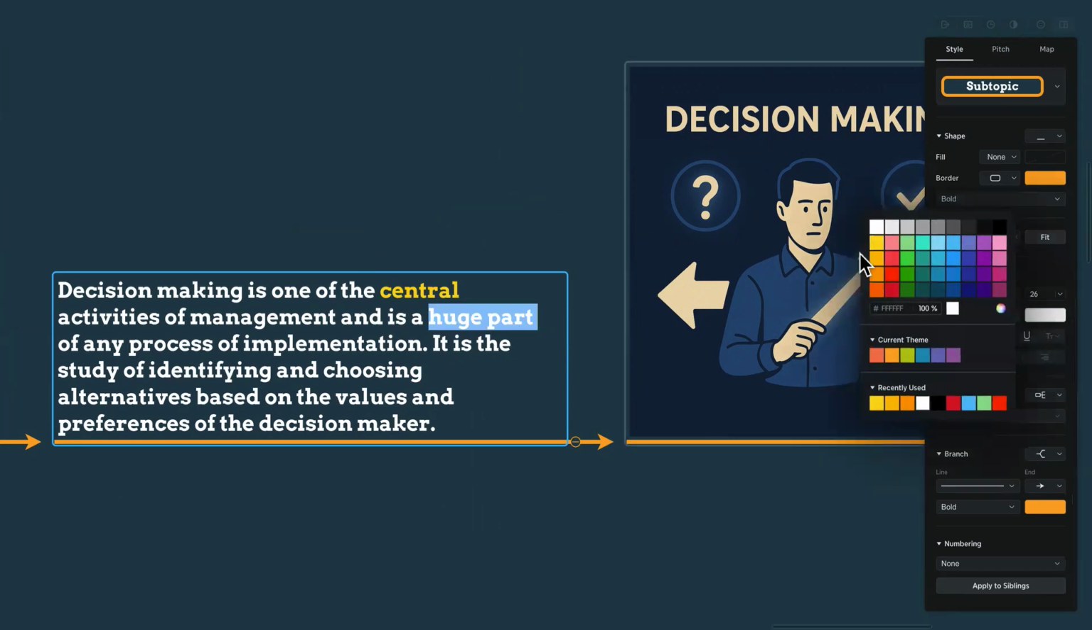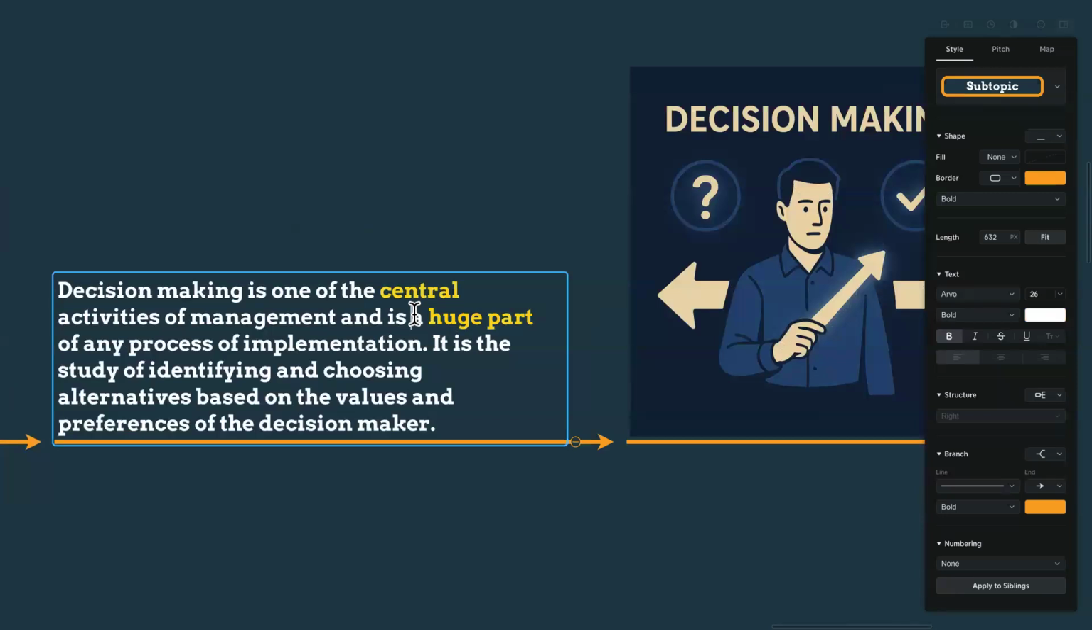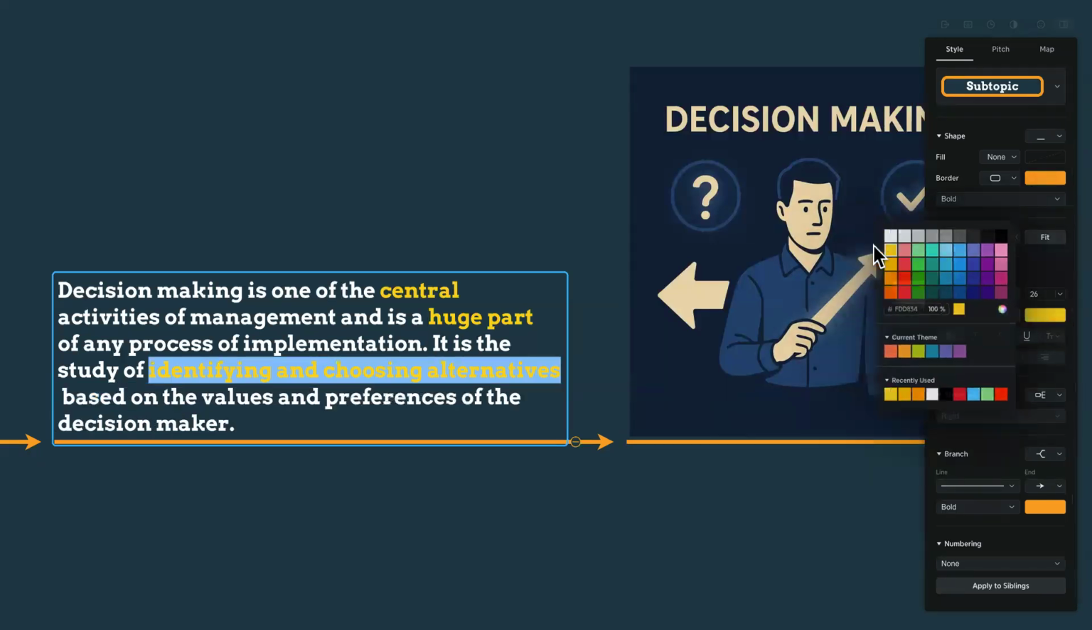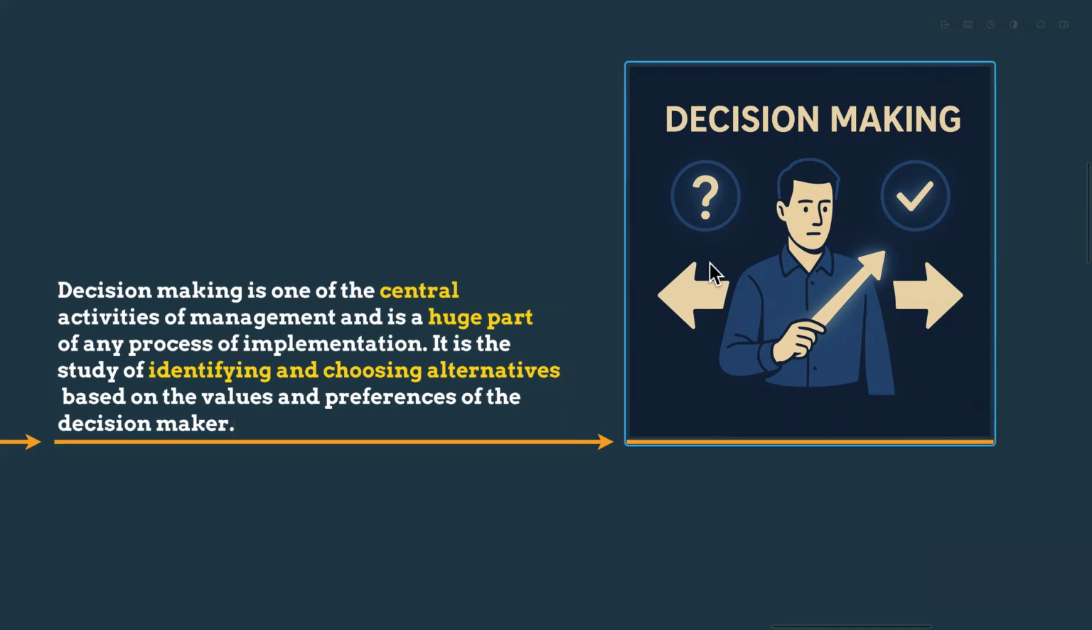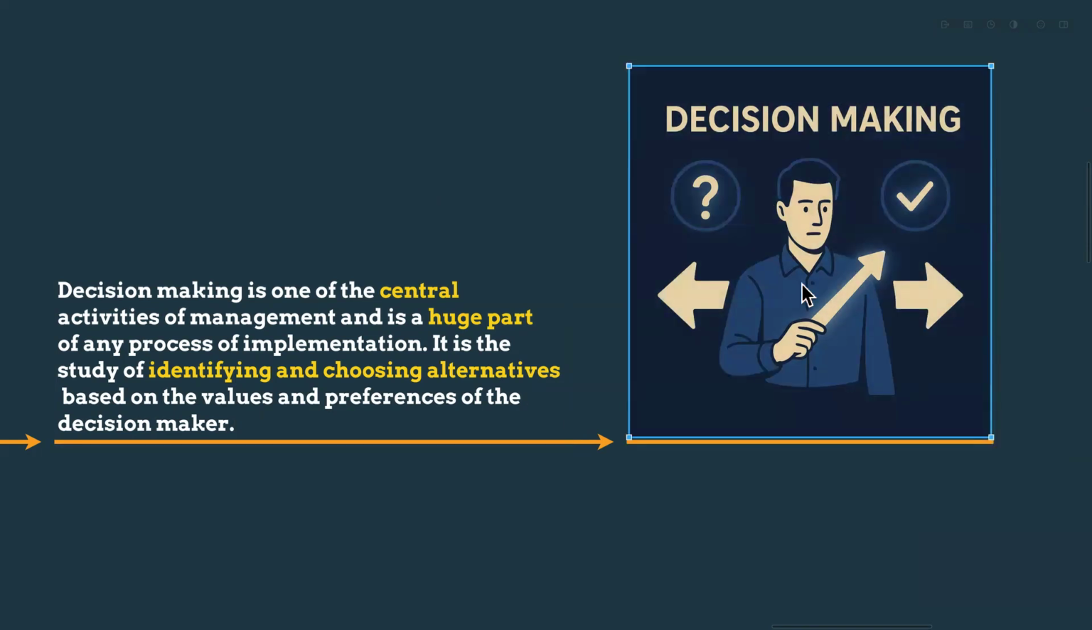Even if you want to do some planning, before planning you have to decide, okay, I have to do planning, right? So it is a huge part of any process of implementation. It is the study of identifying and choosing the alternatives. So you have to choose what alternative ways are available to fulfill my achievement. And based on the values and preferences of the decision maker, you will choose the best one. That's simply decision making. You have alternatives, you have to choose the best choice. That is decision making, right? So it's about choosing the best option from many choices to solve your particular problem.